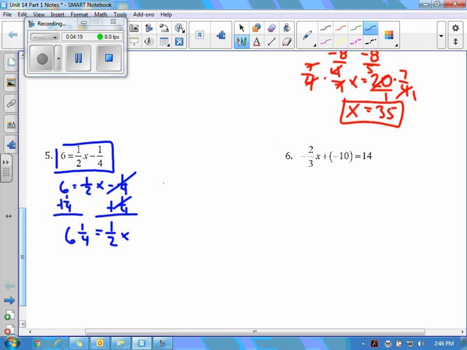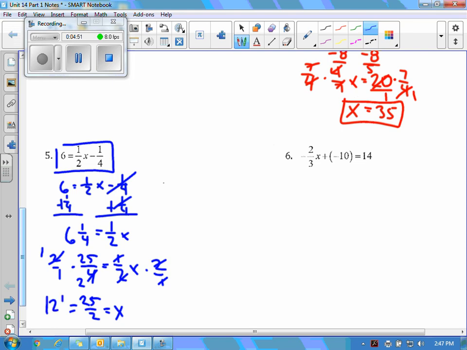Now I need to multiply by the multiplicative inverse. I'm going to change this mixed number to an improper fraction because I think that's easier. You can multiply it as a mixed number, go for it. So I'm going to multiply both sides by 2 over 1. So on the left side, 2 divided by 2 is 1, 4 divided by 2 is 2. So I'll get 25 over 2. On the right side, the 2's cancel, the 1's cancel, I just have x. Now this is 25 over 2, I need to rewrite that as 12 and 1/2.